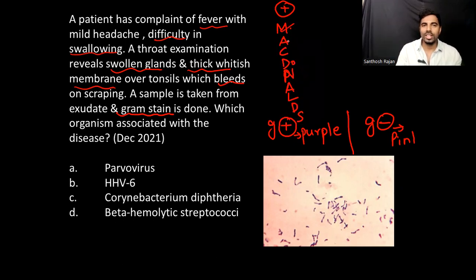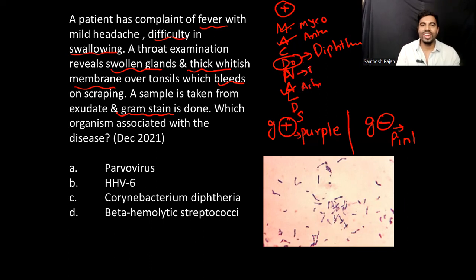A, two A's are there. One is anthrax, Bacillus anthracis. And the other A is for actinomyces. And then C for clostridium. And D for diphtheria. We got it. So diphtheria has come. I'm repeating it: M for mycobacteria, A for anthrax, another A for actinomyces, N for nocardia, C for clostridium, and L for listeria. We are going to come to listeria also. And another D is diphtheroids. Diphtheria is here, diphtheroids are here.